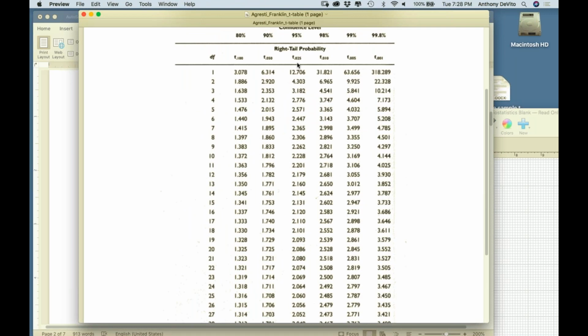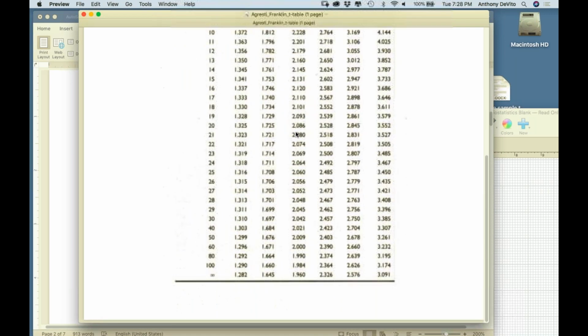Half of the alpha is 0.25%. So for 95% confidence, right? Let's see, 50 is going to be a value of 2.009. I'm going to be a little bit more conservative since I don't have 49, and I'm going to call it 2.01. Okay. So my critical value of t that I need to exceed is 2.01.